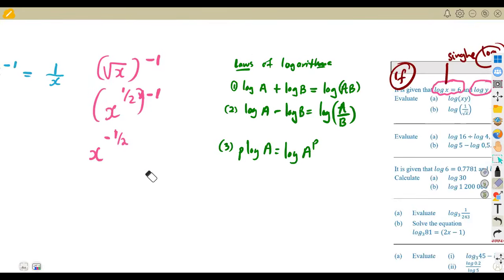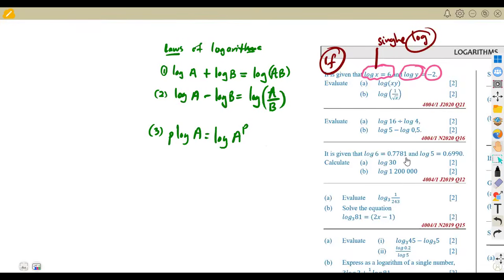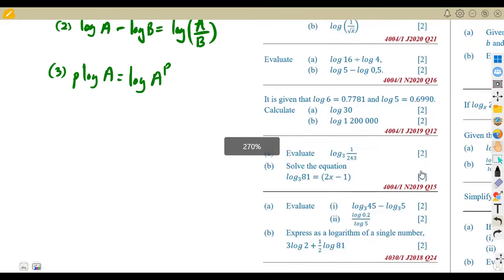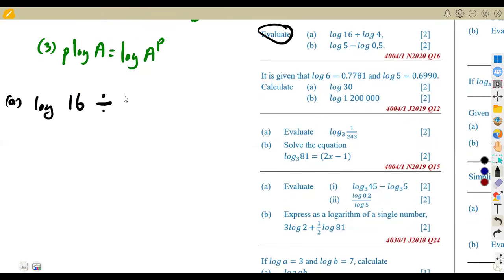Let us just try to make a thorough revision, guys, as much as we can, so that we can catch up. All right, let us check this part again. It is the same application, but this one is an evaluation whereby we are just simplifying. We are not given log 16 or log this. We are just simplifying, applying my laws of logarithms. So the first part there was to evaluate the logarithm of 16 divided by the logarithm of 4.